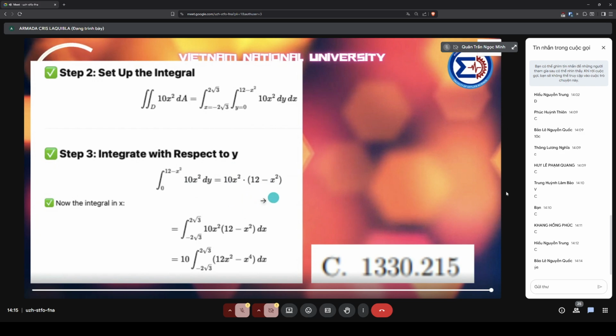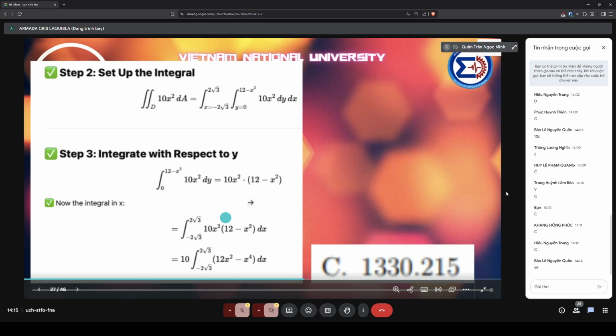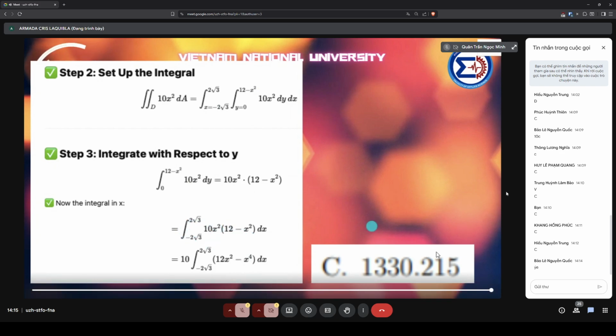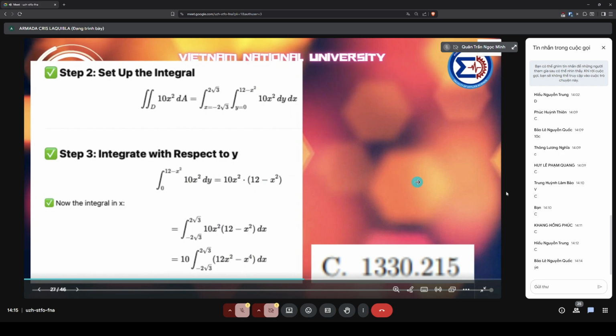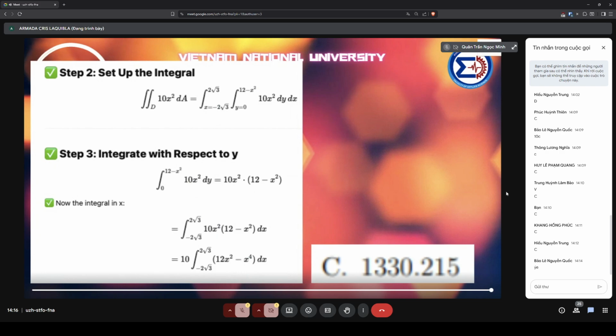Again, class, for this one, no need for you to multiply or simplify this. Just replace this in the inner integral and your calculator can do that for you. It's like this in your calculator. So again, no need for you to solve it like this here. Your calculator can solve that. The answer is C there, 1330.215.